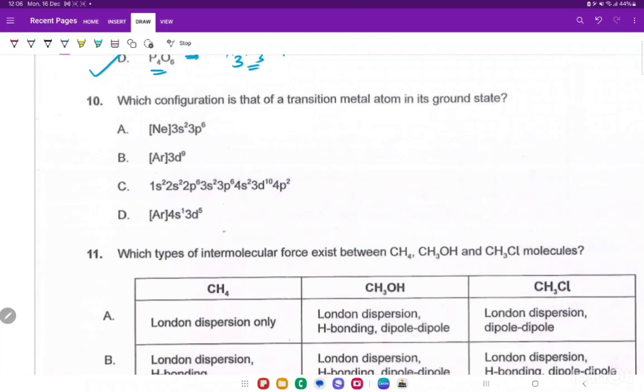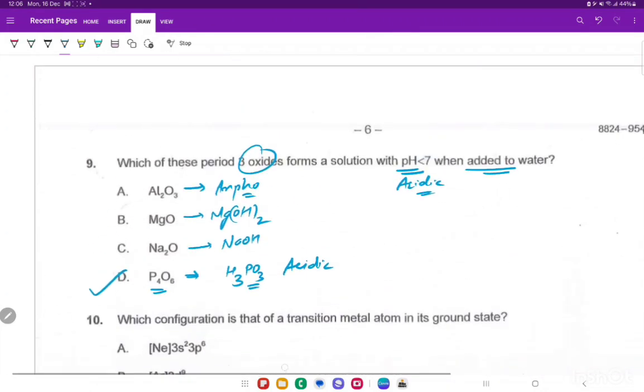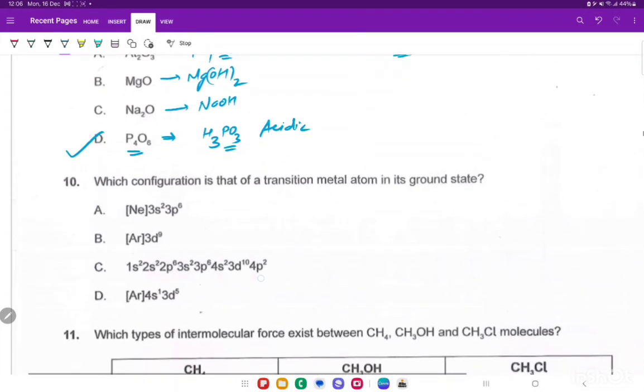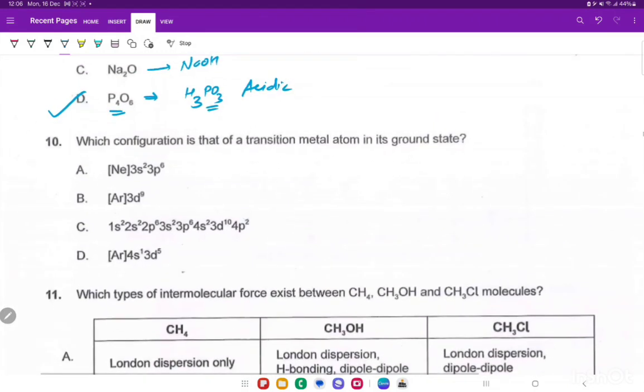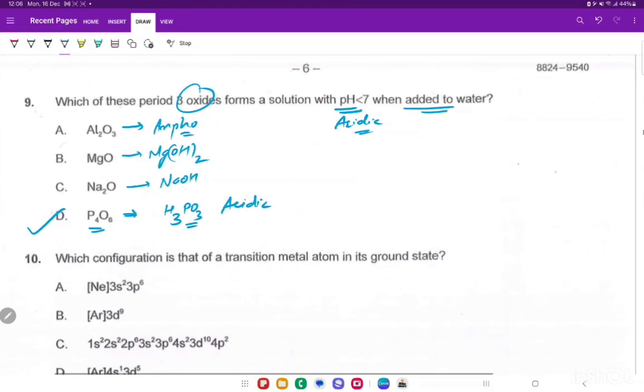Next question, question 10. Answer for question 9 is D. P4O6, phosphorus trioxide, forms phosphoric acid, which is acidic in nature. Hence pH will be less than 7.